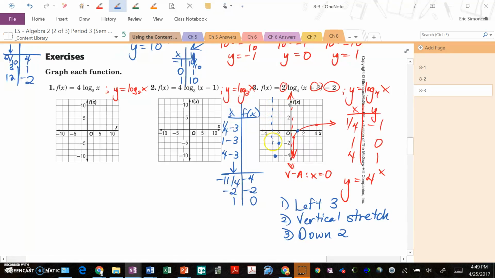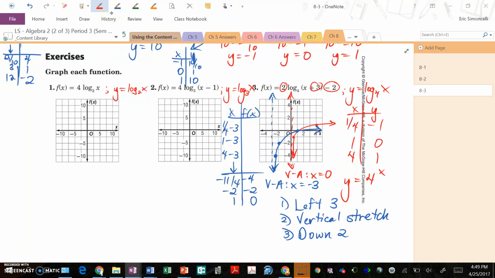I'm going to draw my vertical asymptote now at x equals negative 3. It's not surprising that we have a new vertical asymptote because we shifted it to the left 3 units. So x equals negative 3. You graph your function through your 3 points, and that is your final answer. Again, the red function shifted left 3, vertically stretched by 2, and then down 2. So that speaks to your final graph.